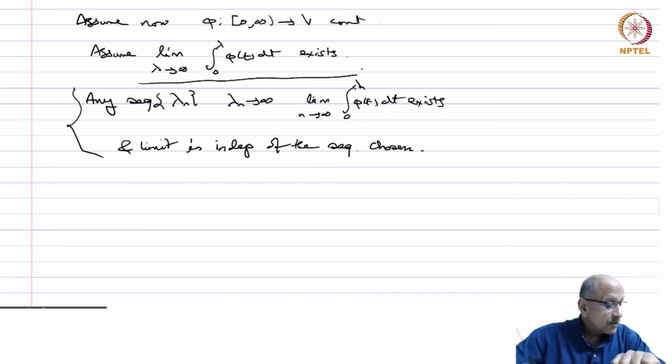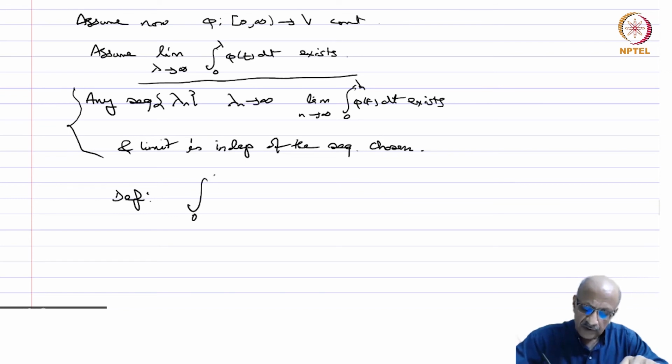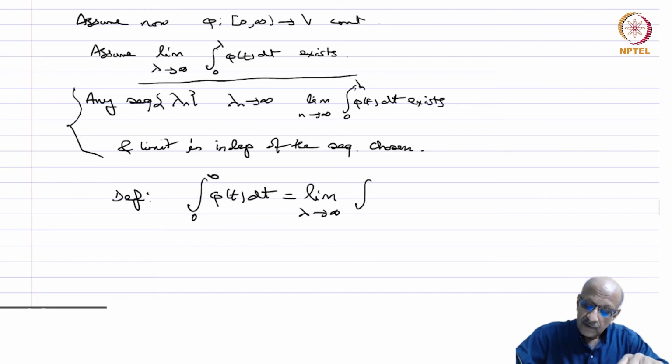Okay. So then we define the integral from 0 to infinity, the improper integral if you like, to be equal to the limit as lambda tends to infinity of the integral from 0 to lambda of phi t dt.